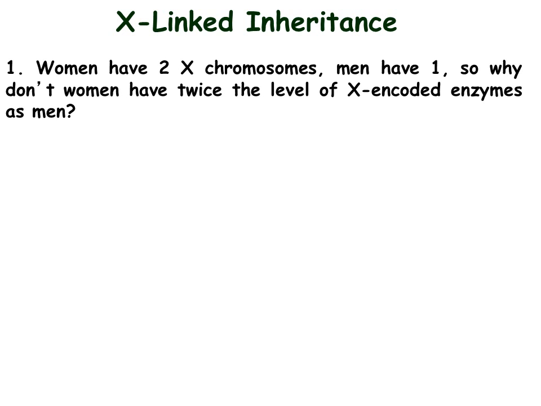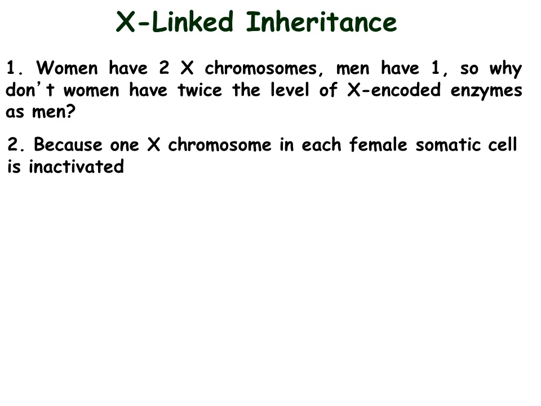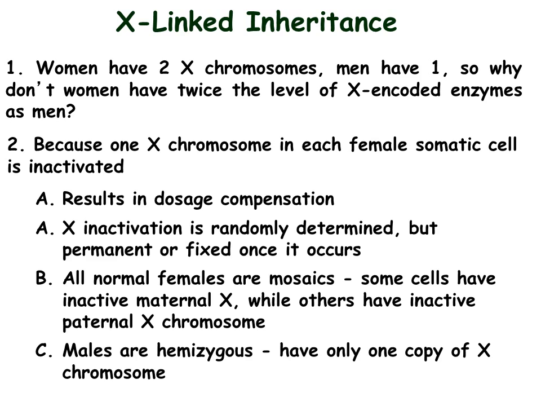All right. Now we can talk about X-linked inheritance. Now women have 2 X chromosomes, men have 1. So the question has always been, why don't women have twice the lethal amount of X-encoded enzymes? Well, it's because, as I'm sure many of you are already aware, one of the X chromosomes in each of our cells has been inactivated. This, of course, compensates for the dosage, so now we have the same level of enzymes and other proteins that are present on the X chromosome as men do.